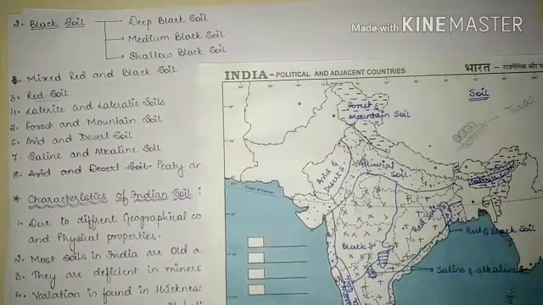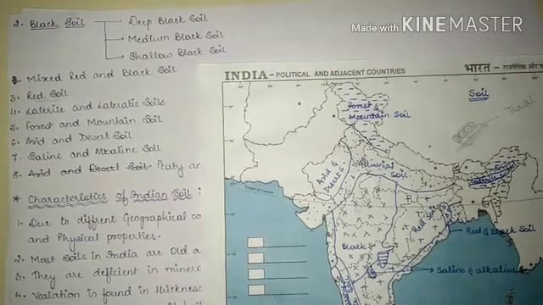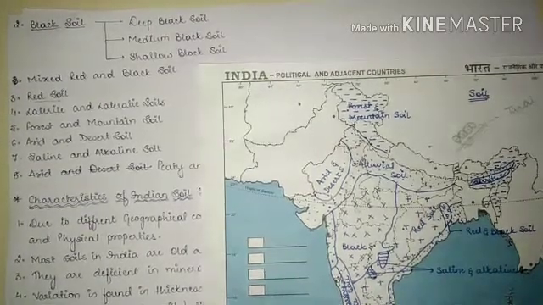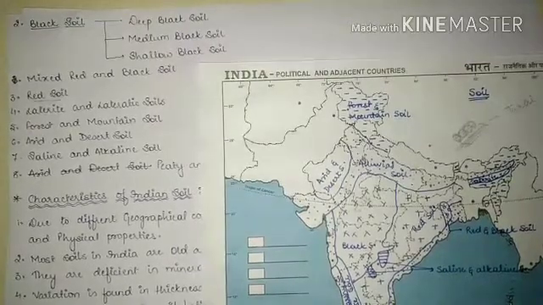Now this soil is poor in lime, magnesia, phosphate, nitrogen, and humus, but it is fairly rich in potash. Now these types of soil are very good for the growth of cotton, wheat, rice, pulses, millet, tobacco, oilseed, potato, and fruits. Okay. Now the next category that we have is laterite or lateritic soil.